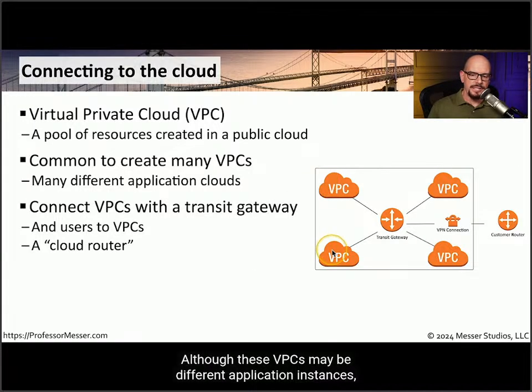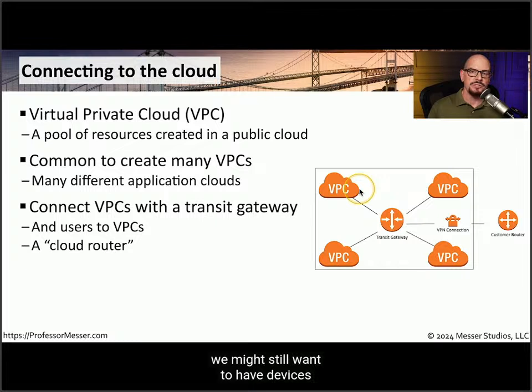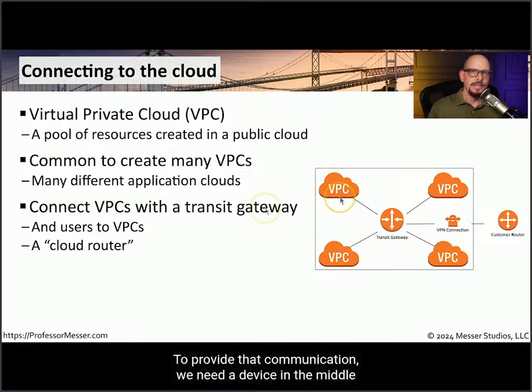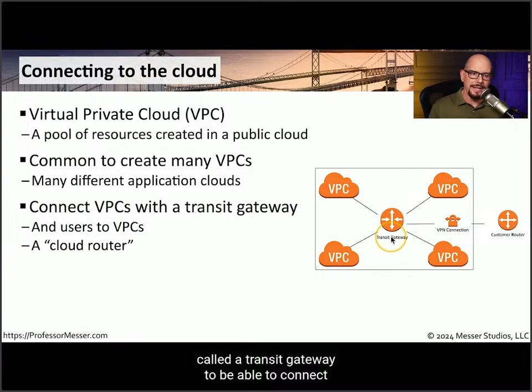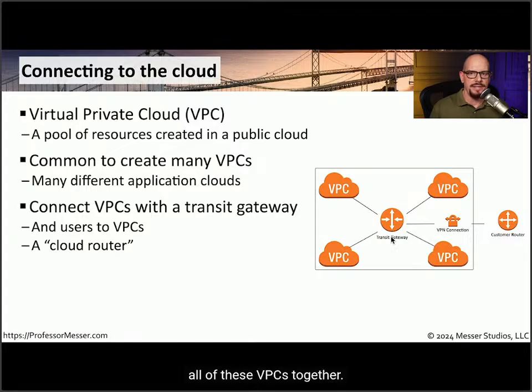Although these VPCs may be different application instances, we might still want to have devices within those separate VPCs be able to communicate with each other. To provide that communication, we need a device in the middle called a transit gateway to be able to connect all of these VPCs together. You can think of this transit gateway as a cloud router that allows us to connect and allow communication between all of our different VPCs.